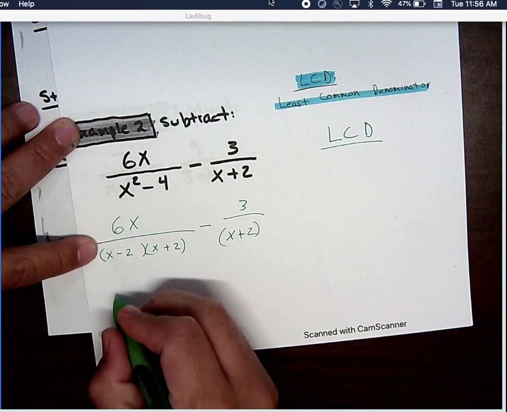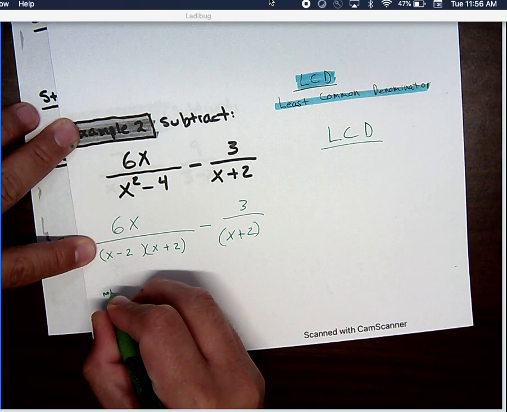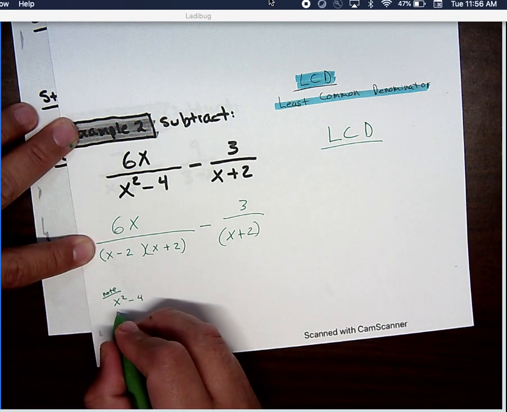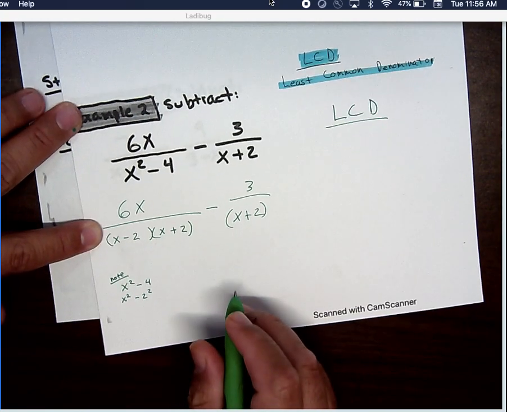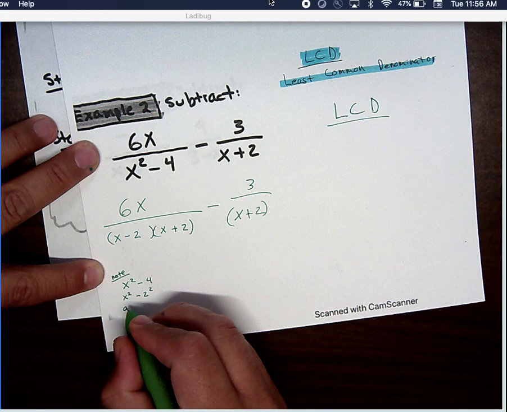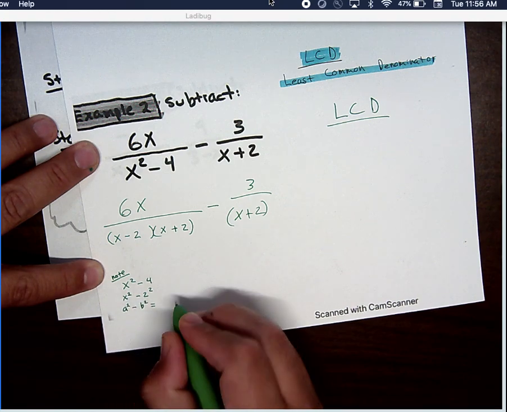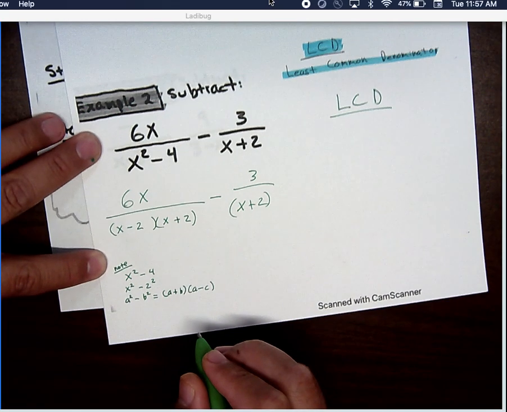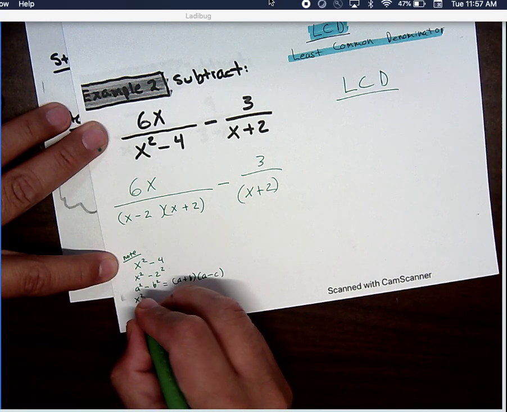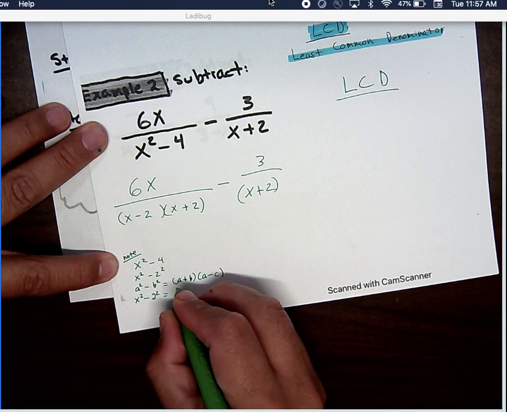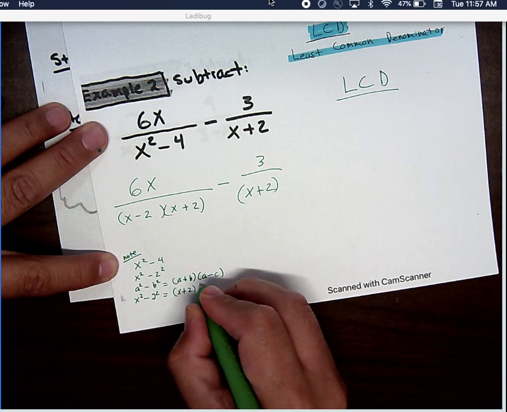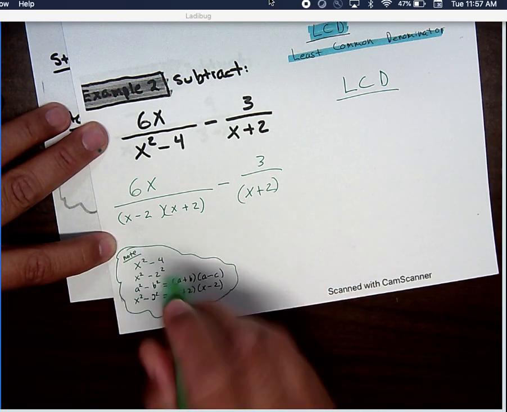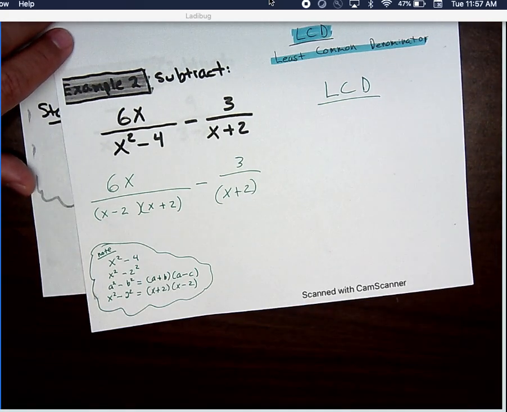Okay, so how does that work? Let me put it here as a note. x squared minus 4 can be expressed as x squared minus 2 squared. And this relates to a squared minus b squared equals a plus b times a minus b. So how does that relate? x squared minus 2 squared equals x plus 2 times x minus 2. So this is how I factor. We've done this several times. That part. Okay, the LCD.